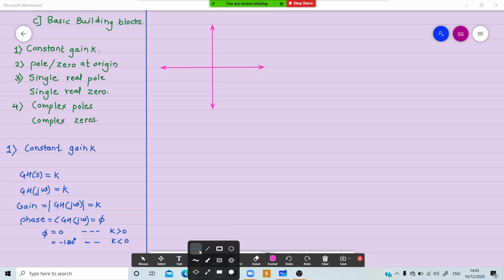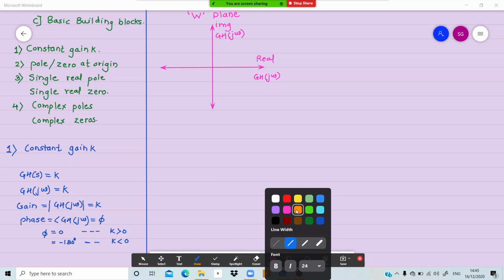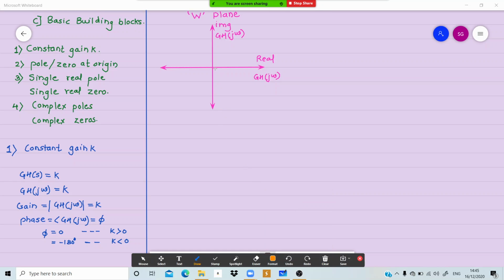I'll write it over here that this is the W plane. Now no need for me to tell you, because a hundred times we did this in the Nyquist plot. This is your real GH(j omega), and this is your imaginary GH(j omega). Fine. When the gain is positive, that means from this point, let us say till this point, it is okay.